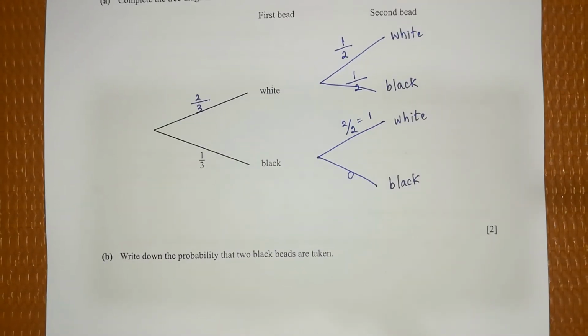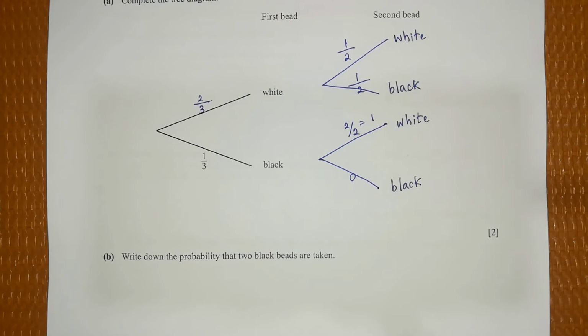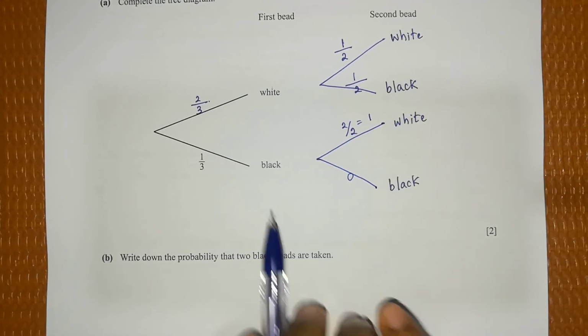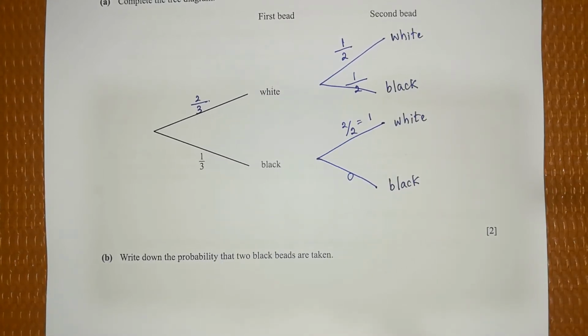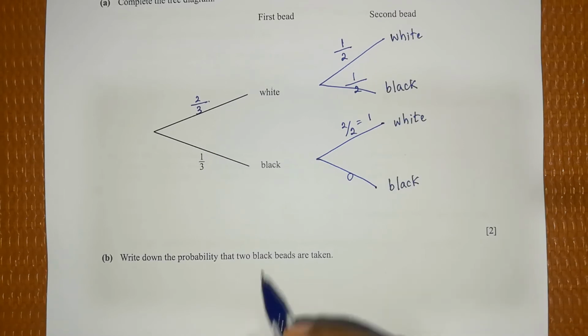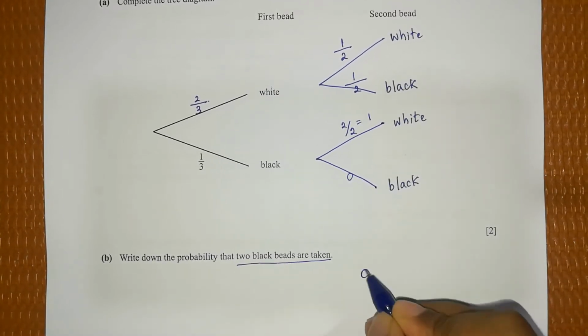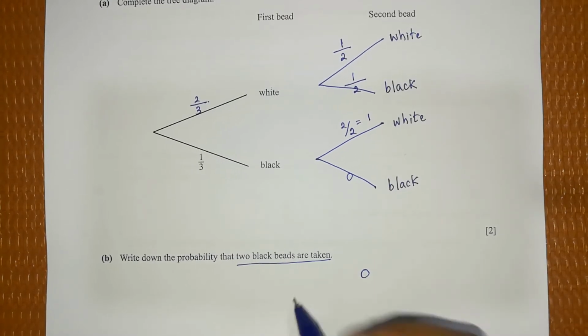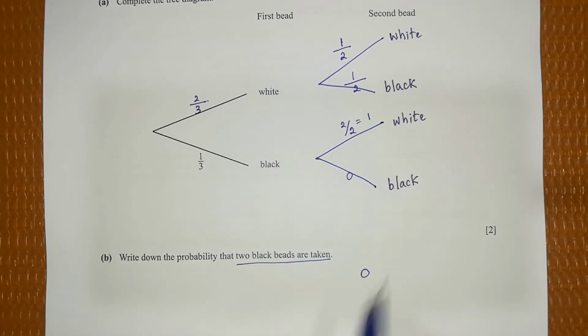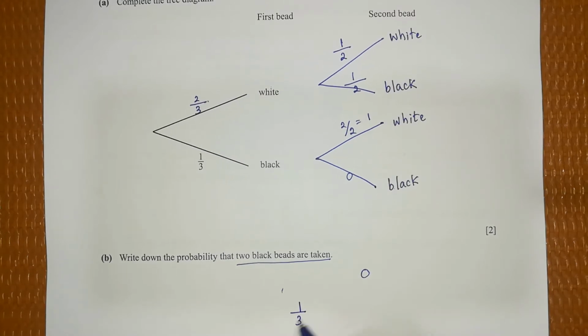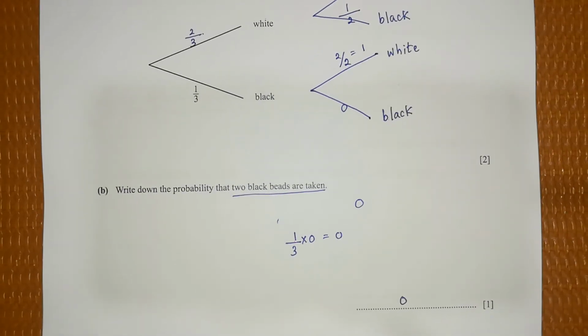Write down the probability that 2 black beads are taken. So here you will notice there is only 1 black bead. So there will be no second black bead to be taken. So straight away you can write your answer as 0, or else you can do it like this. Black, 1/3 multiplied by 0. Still the answer is 0. So the probability is 0 there.